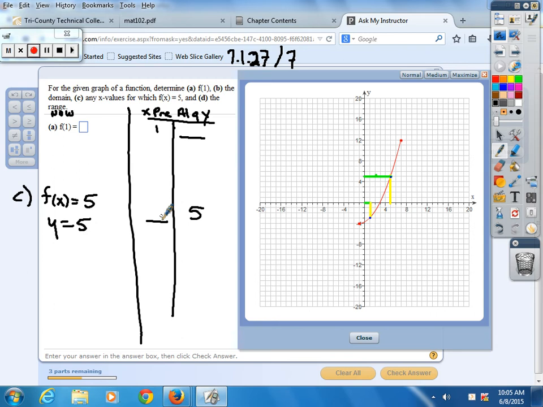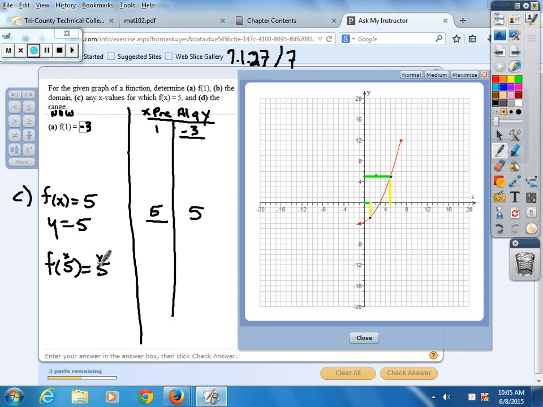So when x is 1, what is y? -3. And that's the answer right here. And when y is 5, what is x? 5. And c is f of 5 is equal to 5. That's your x, and that's your y.